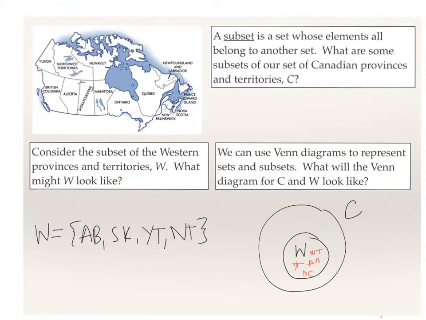But it has to be correct. Like if W is completely inside of C, you have to draw W completely inside of C. You can't have part of it sticking out. It's a little picky, I guess. There's some pickiness to it, but you'll get the hang of it. Okay, Venn diagram's bad.